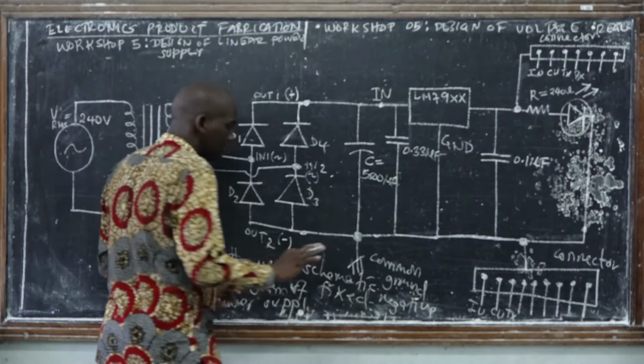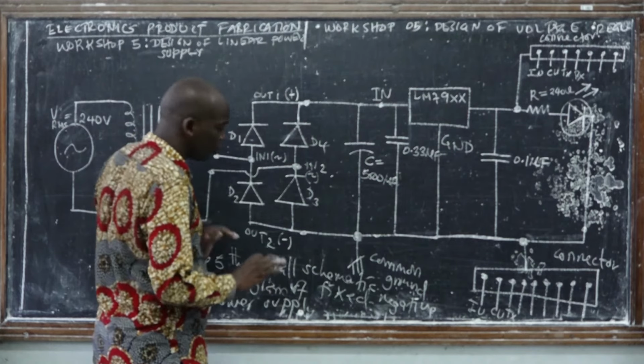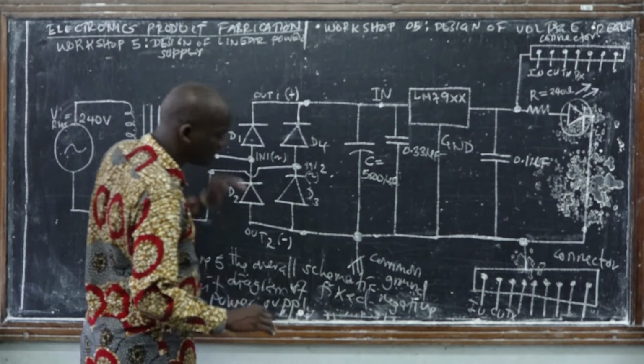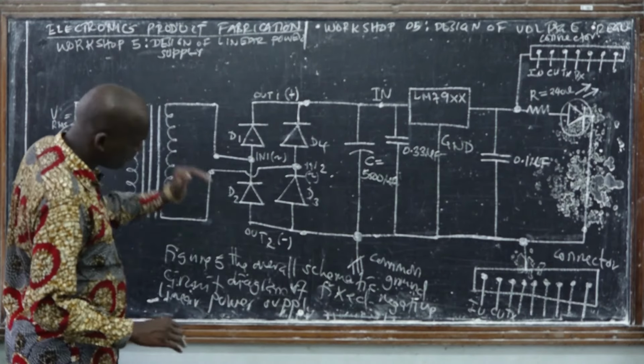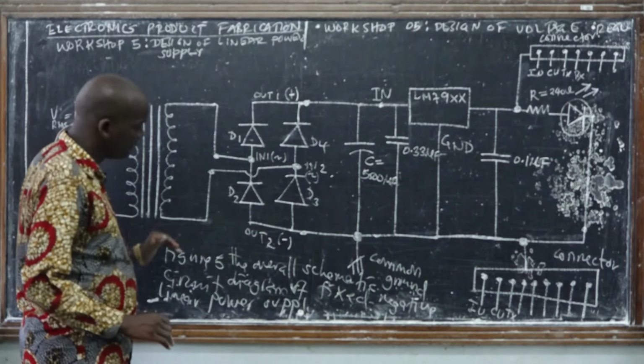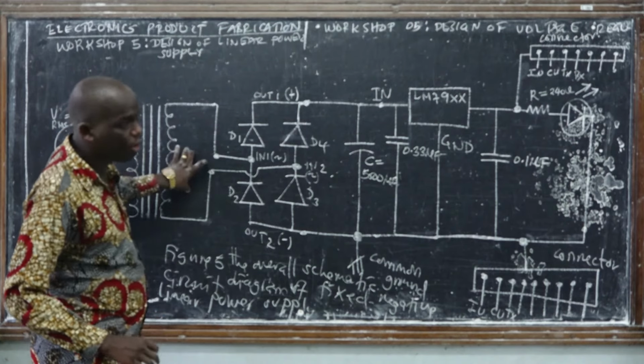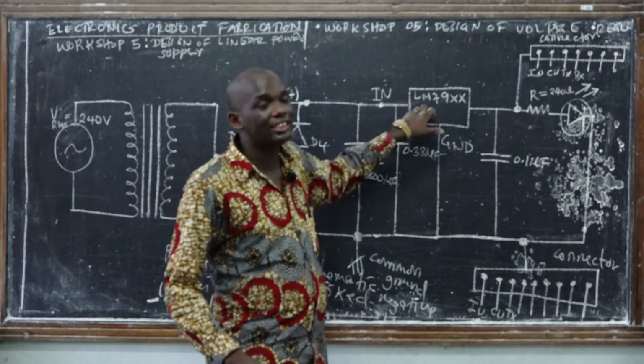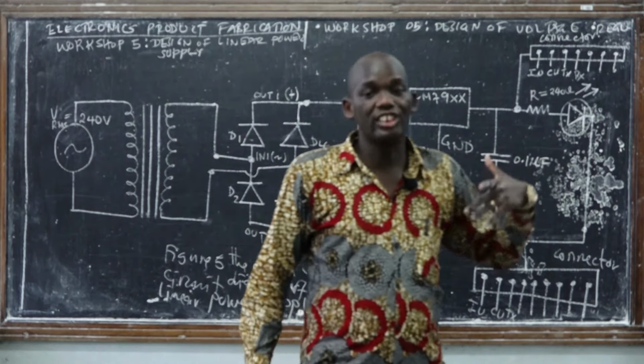That is number 2. So from the title, you write the schematic circuit diagram of the fixed negative linear power supply. You redraw, but you just come and change. Don't think that you will remember to change 8 and write 9.